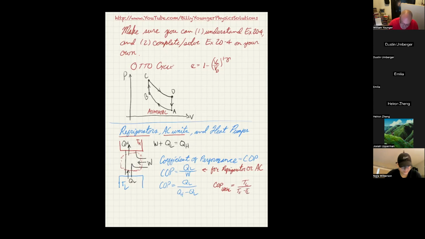So that's sort of the gold standard of coefficients of performance. If you can meet that goal, T_L over T_H minus T_L, then you're really doing awesome. And you can't, it's physically impossible. Okay. That was sort of like running a Carnot engine backwards or something like that. Okay.